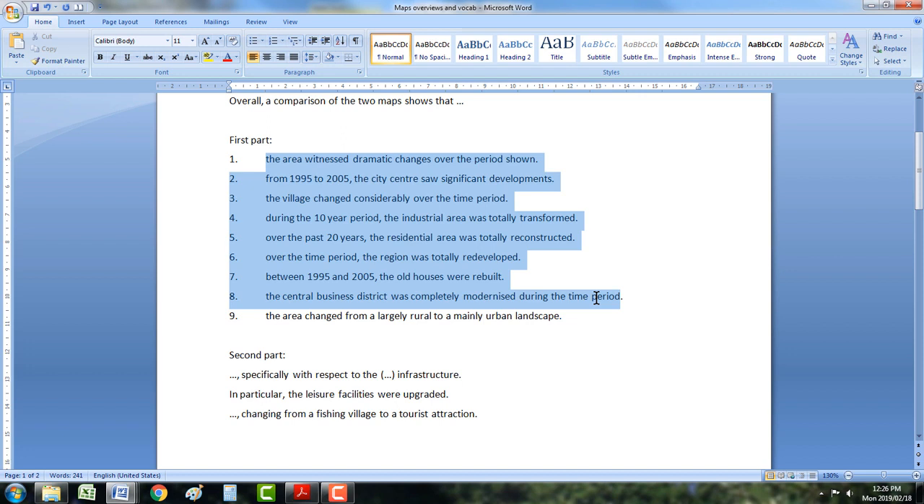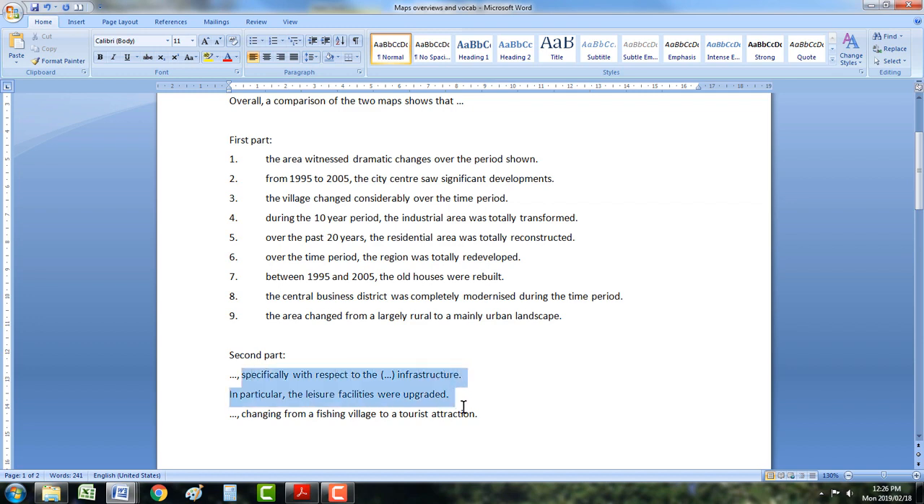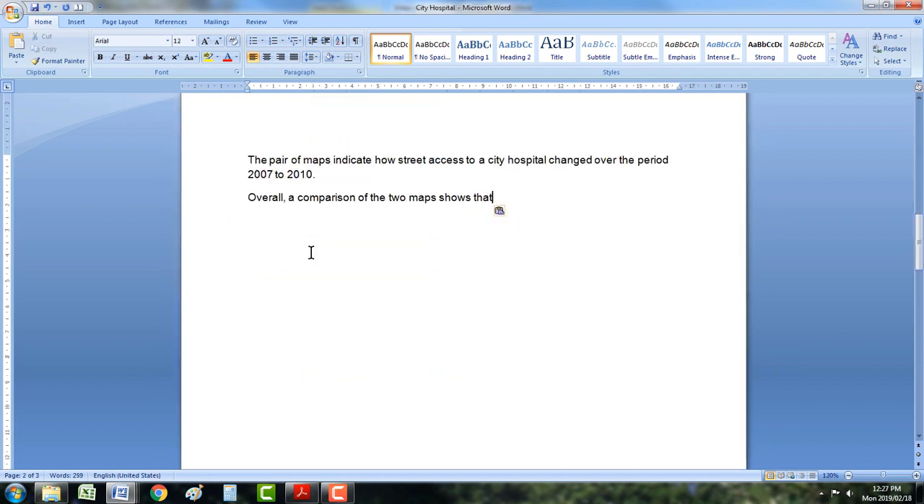I believe this is enough to get you a Band 6 overview, because often there's not much that you can say. And then if you can think of something extra to say, that'll push you up into a Band 7 sort of overview. So I'm just going to say something like, overall a comparison of the two maps shows that. So you're going to have that memorized, and you're not going to make any grammar mistakes there. Remember that's very important. And now we have subject verb after the that.